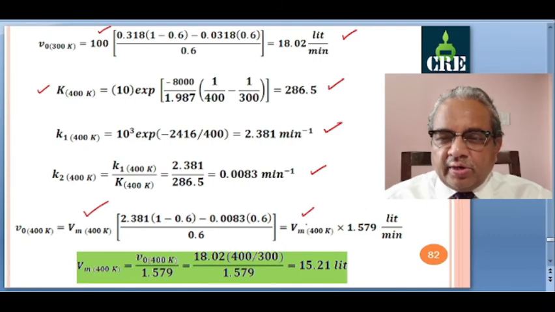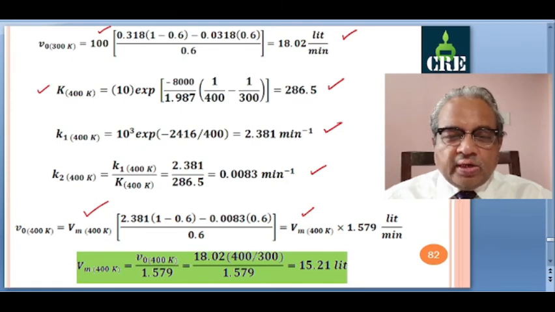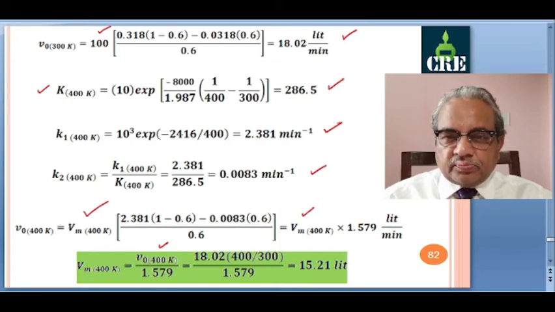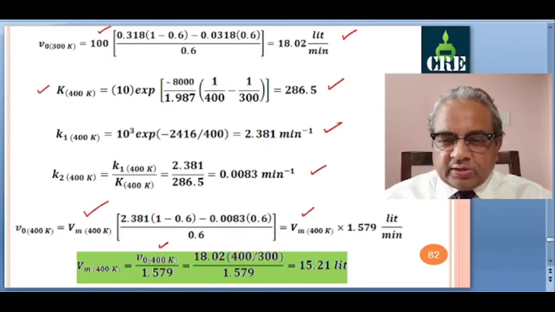So Vm at 400 will be V0 at 400 Kelvin divided by 1.579. Okay, V0 at 400 Kelvin divided by 1.579. So we know V0 at 300 that we have calculated as 18.02. So it is a gas phase reaction. So we have to apply temperature correction. So multiply by 400 and divide by 300. This will represent V0 at 400.